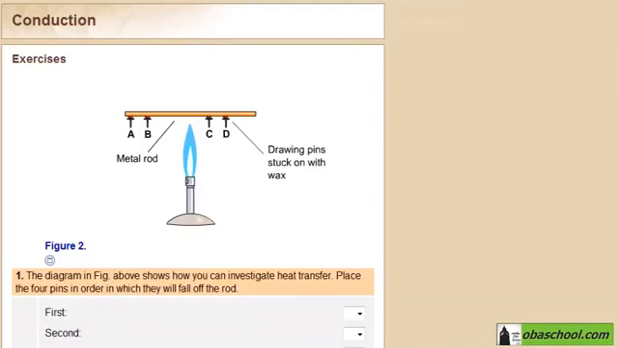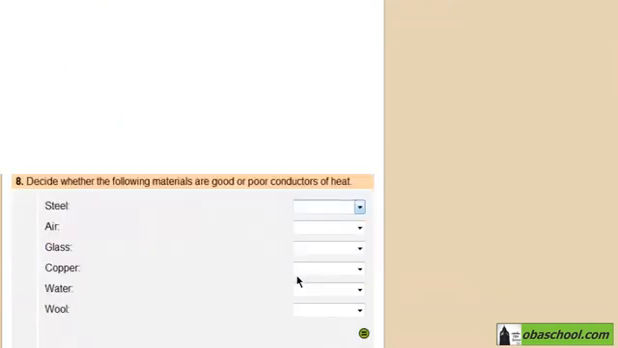Hello, in this presentation we're going to solve exercises on conduction. Now, checking the last question in this section. Decide whether the following materials are good or poor conductors of heat. Pause the video and think of it.